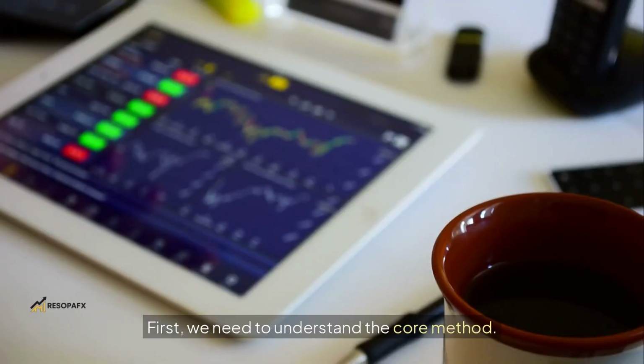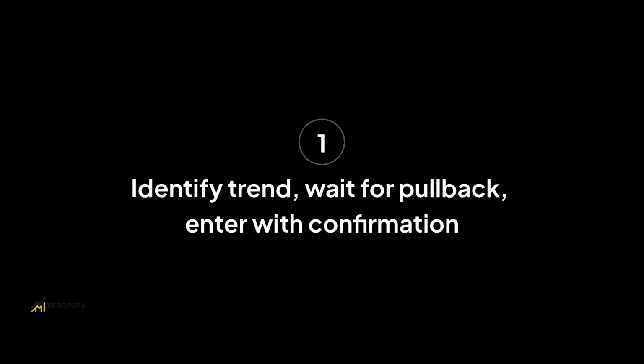First, we need to understand the core method. The trading cycle consists of 3 key steps: identify the trend, wait for a pullback to a key zone, and then enter with a strong confirmation.